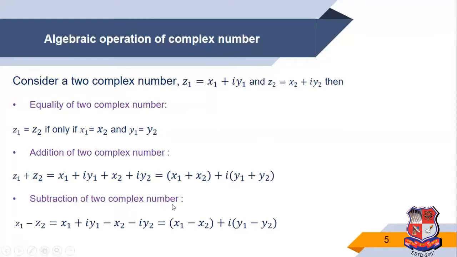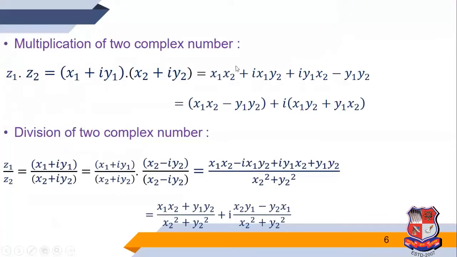Subtraction of two complex numbers is similar to the addition. So z1 minus z2 is nothing but x1 plus iy1 minus x2 minus iy2. So x1 minus x2 is the real part and y1 minus y2 is the imaginary part. So we write (x1 - x2) + i(y1 - y2). That means when we add or subtract both, the form is always real part plus i into imaginary part.